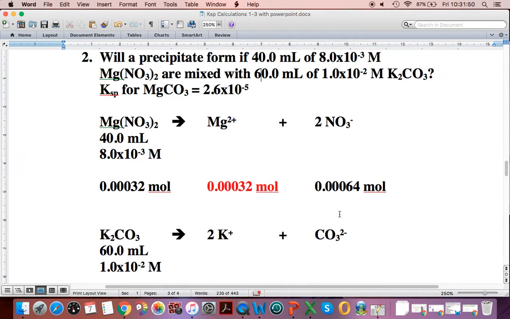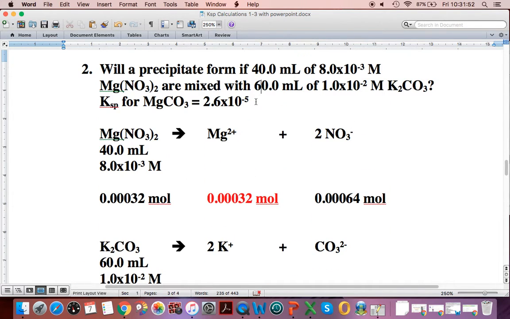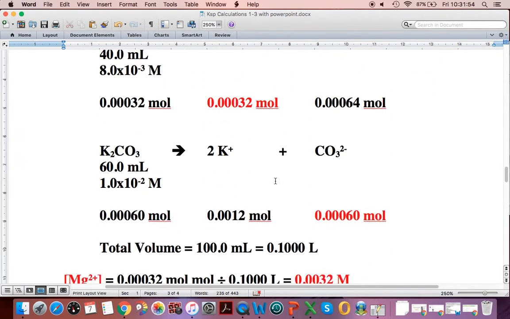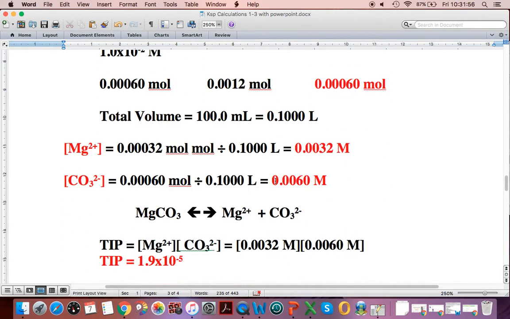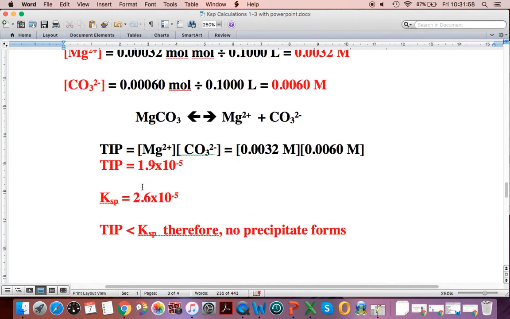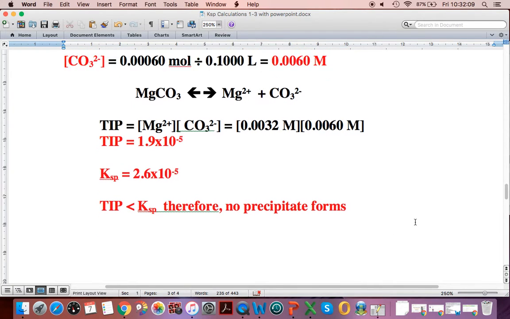Back in the question, it told us we have a KSP of 2.6 times 10 to minus 5. So our last step is to compare these numbers. KSP there, tip is there. The tip is less than KSP, so we don't make a precipitate. We were close, but we came up short.